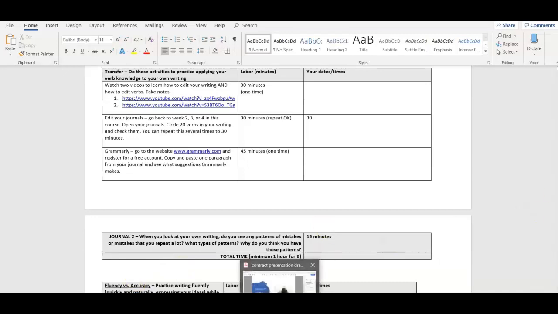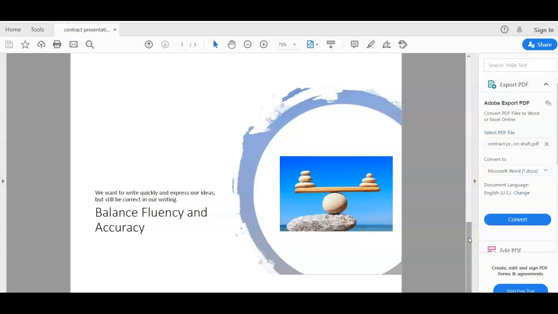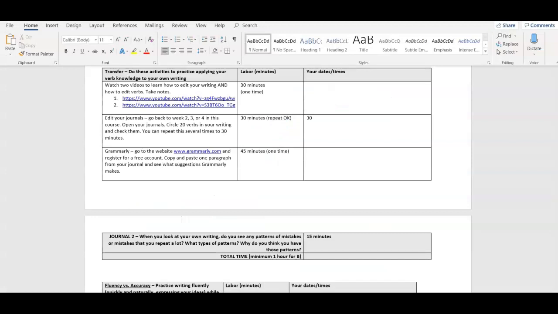Okay, the last type of activity is balancing fluency and accuracy. So some people are able to write very quickly and write a lot, but sometimes that means they have a lot of mistakes. Some people write very slowly and they fix almost everything. But that's a problem too because you don't want to write so slowly. We need you to work on your fluency. So these are some activities to help you balance those two.